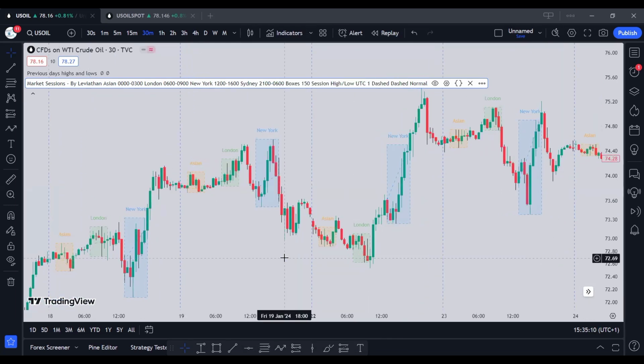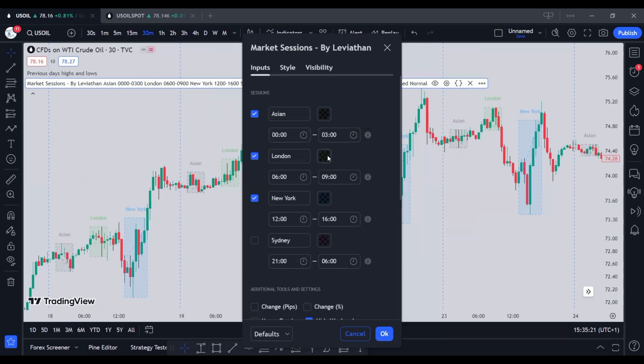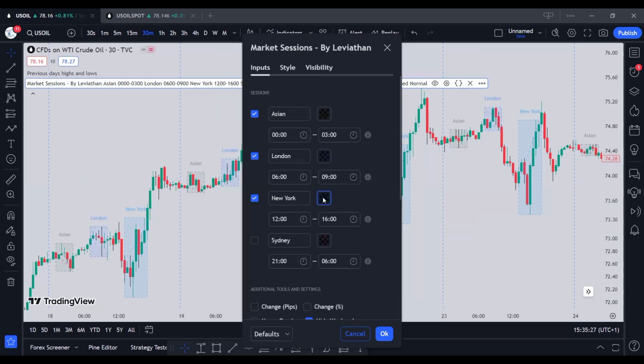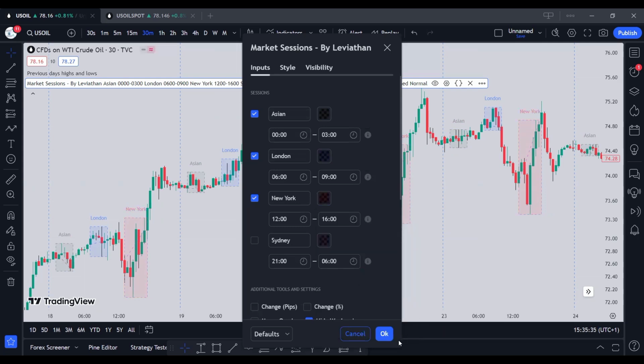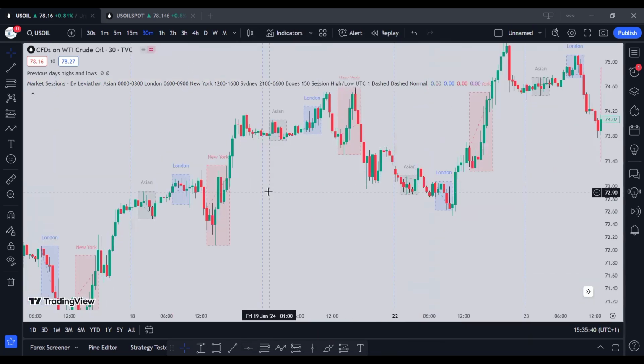And we have our chart. Now you can change the color settings. For the Asian session, you can put this. You can go to London, you can put blue. You can go to New York, you can put, let's use this color for now. It depends on your choice.